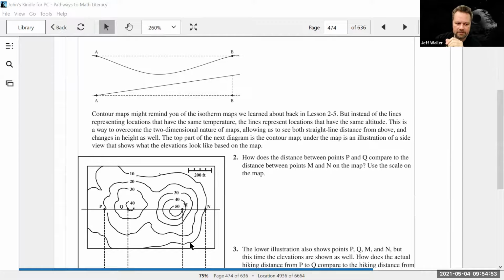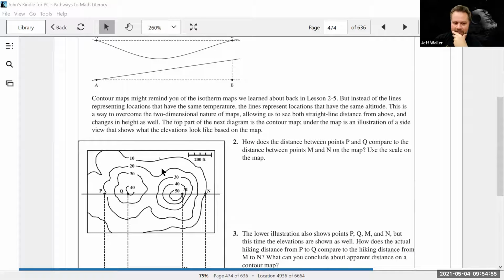What does this mean? This means, this is so neat, this means that every point on this curve is, let's say, 10 feet above sea level, right? You guys with me? So if I just walked along this curve, I wouldn't go up or down at all. That would be a nice, easy hike because I'm not going up or down at all, just going straight.